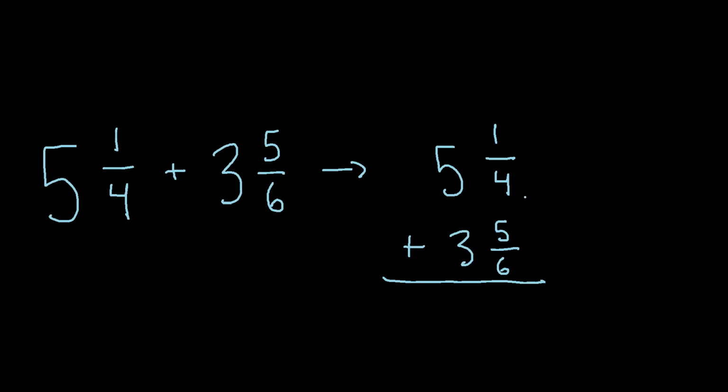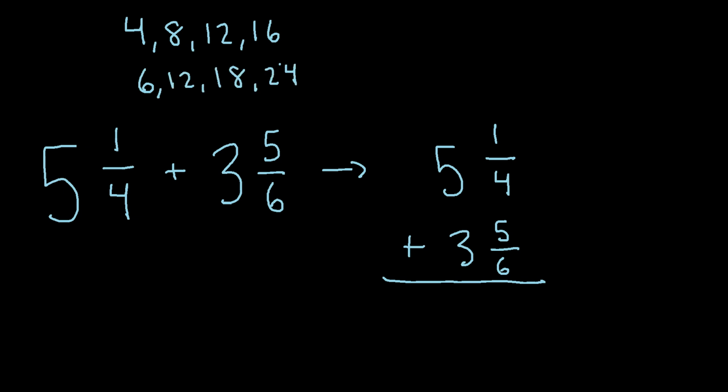And if that's not immediately obvious, one way to figure it out is just list out some multiples of both numbers. So let's list some multiples of 4. So 4, 8, 12, 16, and then list out some multiples of 6. So 6, 12, 18, 24. And when you do this, you're just looking for the first number that appears in both lists. So that would be 12. So that is the least common denominator between 4 and 6. So what we can do is we can rewrite our fractions to both have a denominator of 12.